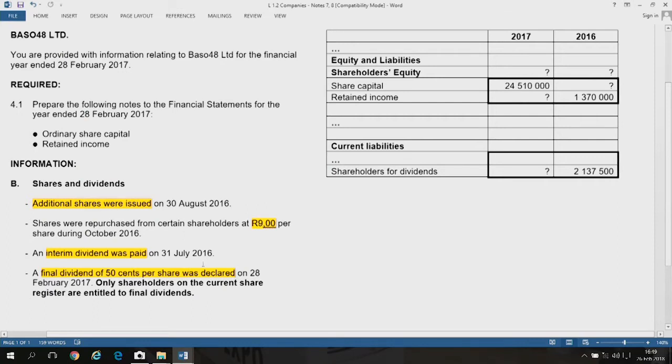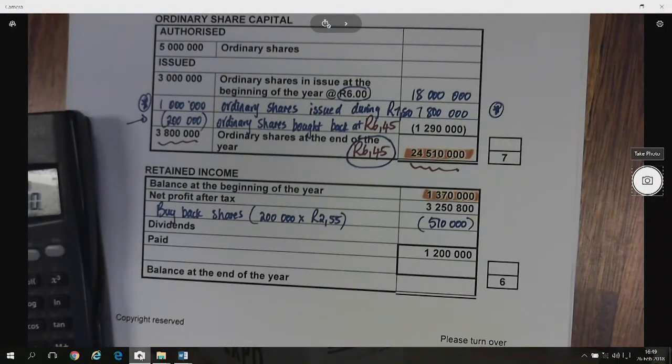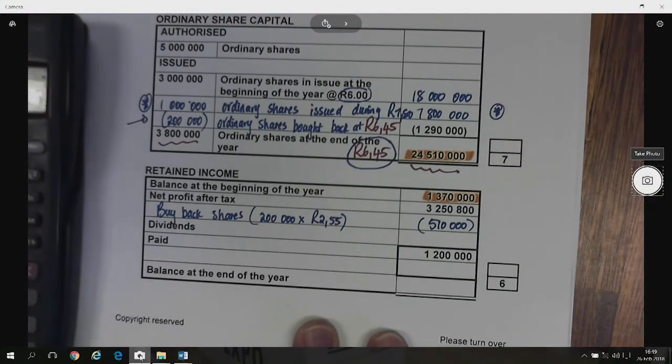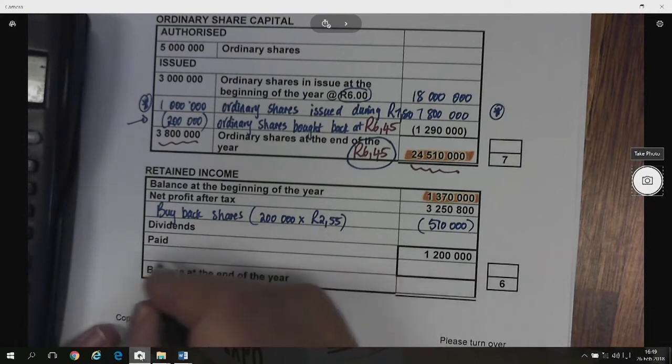was declared on the 28th of February, only shareholders on the current share register are entitled to final dividends. So I'm coming back to the October shares that we buy back. They will not qualify for final dividends because they are not on the register anymore on the 28th of February. So we are going to say 3 million recommended.